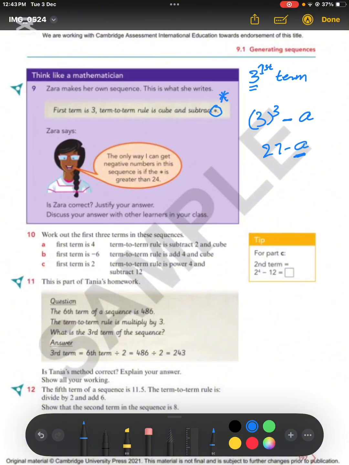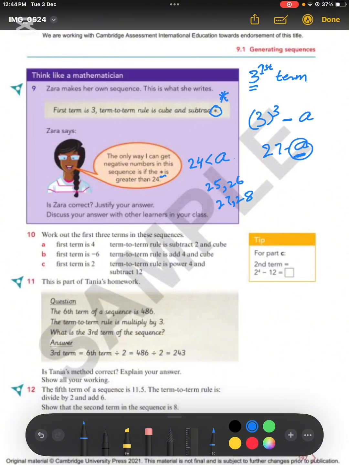So what do we have to do? Let's read it again. Zara says that the only way she can get a negative number when she subtracts a number in the sequence is if the a is greater than 24. So for this the condition is that this a will be greater than 24. It can be 25, it can be 26, it can be 27, it can be 28.